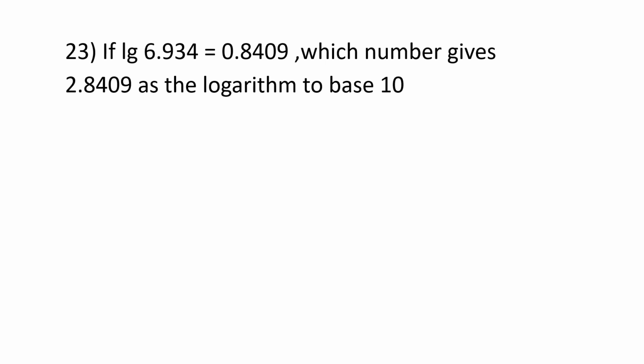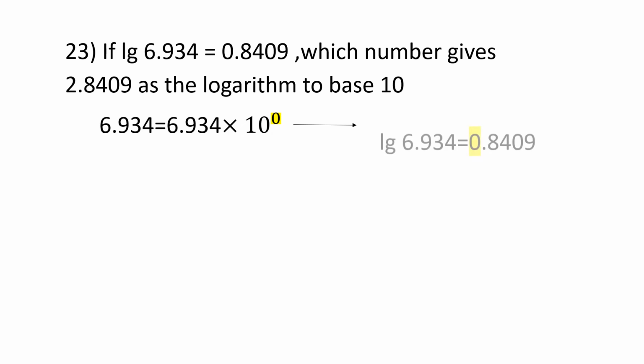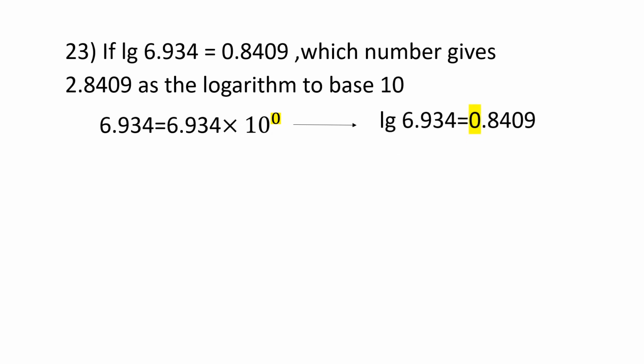Now, we'll see that 6.934 can be written as 6.934 multiplied by 10 to the power 0. So we can write lg 6.934 equals 0.8409. It is given to you. And you can see the index of the base 10 is 0. It goes as the characteristic of the logarithm. The mantissa is 0.8409.